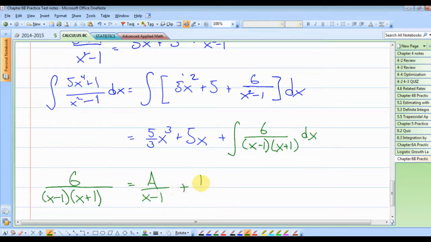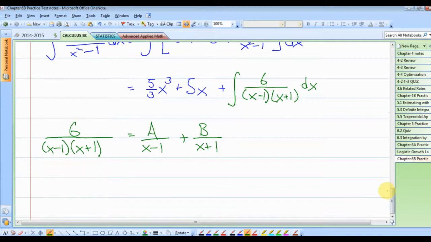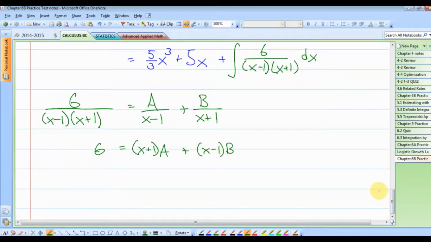Michael, you're on a roll. What is this A B stuff? The rule is partial fraction decomposition. Knowing the answer doesn't make it any better, I know. 6 equals x plus 1 times A plus x minus 1 times B. I always like to put the minus partial fraction in front.